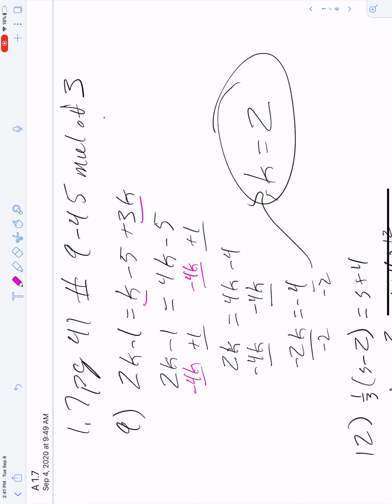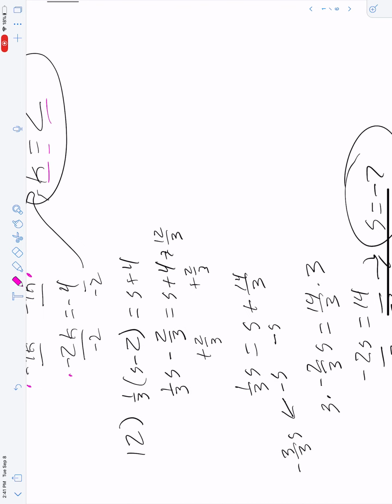But my negative 5 plus 1 gets me negative 4. I subtract my 4k from both sides, getting negative 2, and then I divide by negative 2 to get positive 2. Again, don't forget to include the variable, don't forget to include the equal sign, and then obviously our final answer. So number 12, I go ahead and distribute my 1/3.